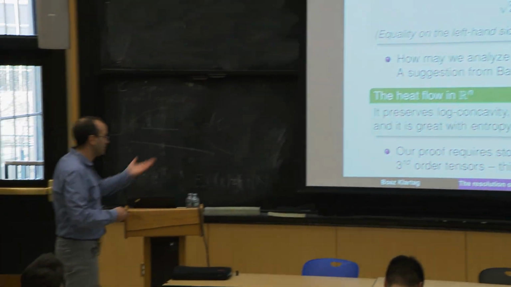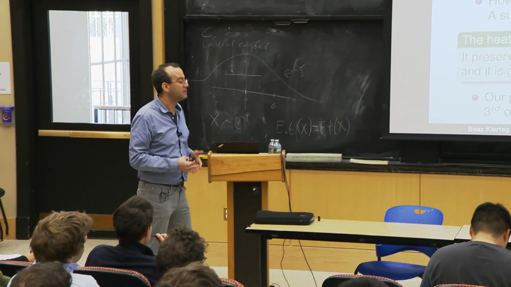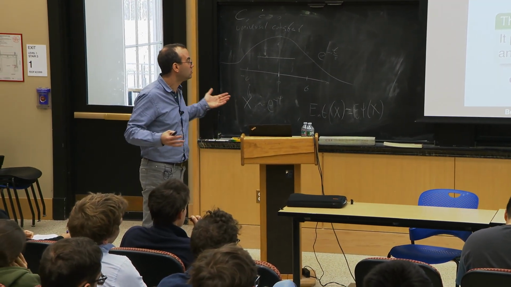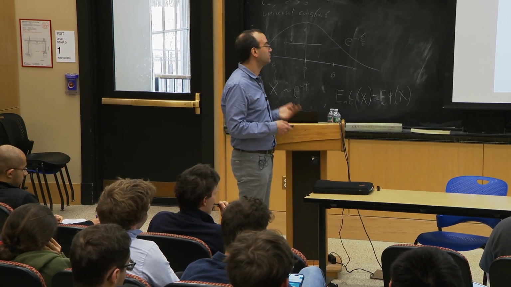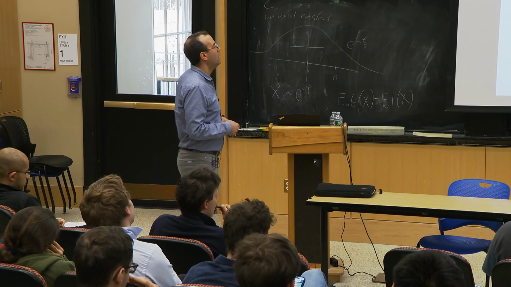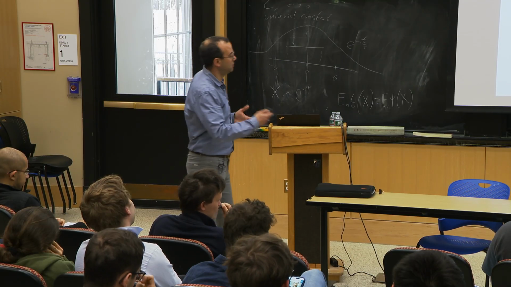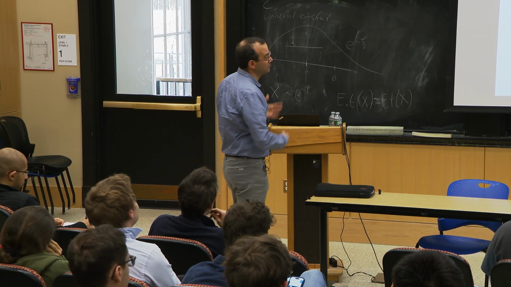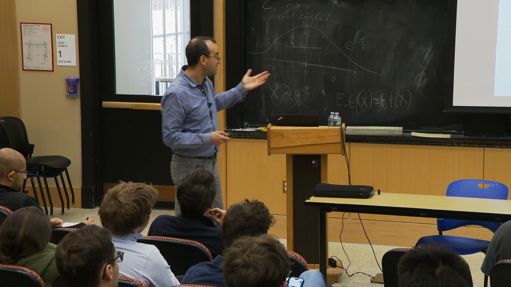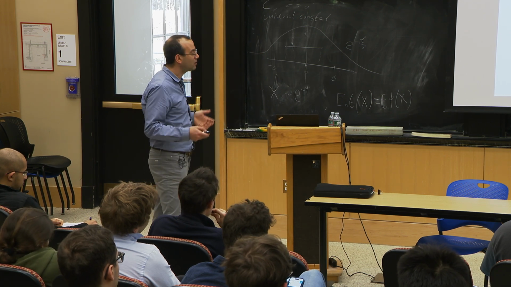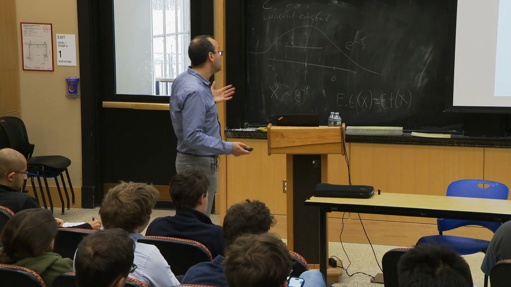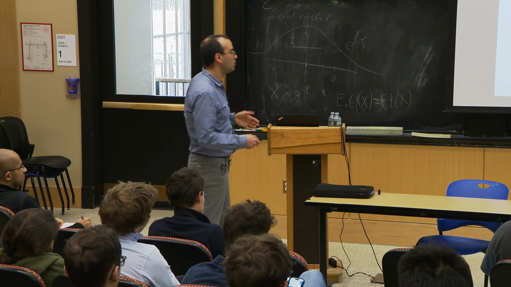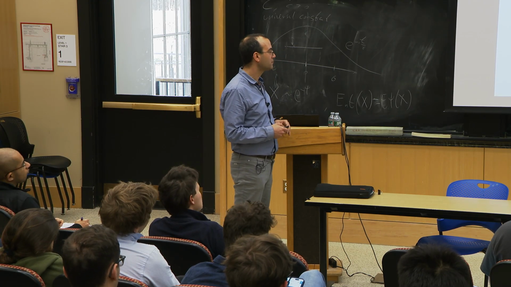great with entropy. Meaning that you know that the entropy increases under the heat flow. This was known to Shannon already. So the derivative of entropy along the heat flow is the Fisher information, and you could hope to use information theoretic tools. In this case, we use the deficit in the Shannon-Stam inequality, and we analyze this deficit along the heat evolution, and that's how we prove this theorem.